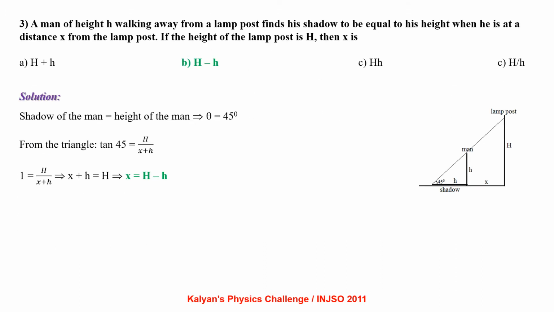A man of height h walking away from a lamp post finds his shadow to be equal to his height when he is at a distance x from the lamp post. If the height of the lamp post is H, then what is x? The shadow of the man is equal to the height of the man, that is, theta equals 45 degrees. From the triangle we can write tan 45 = h/(x + h), so 1 = h/(x + h), from where we get x = H - h.